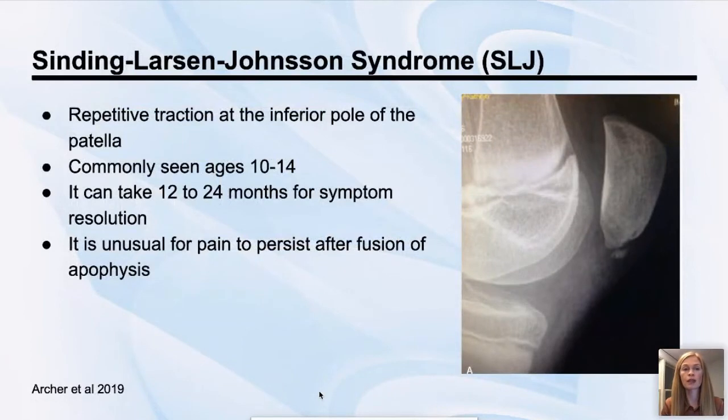Sinding-Larsen-Johansson syndrome. So this is repetitive traction at the inferior pole of the patella, commonly seen at ages 10 to 14. It can take 12 to 14 months for symptom resolution. It is unusual for pain to persist after fusion of the apophysis. This image here shows minimal fragmentation of the inferior patellar pole.